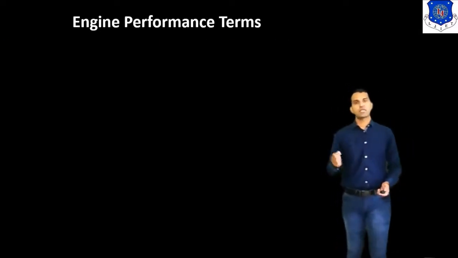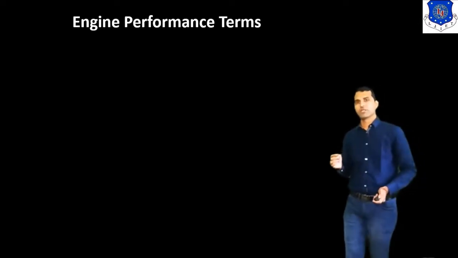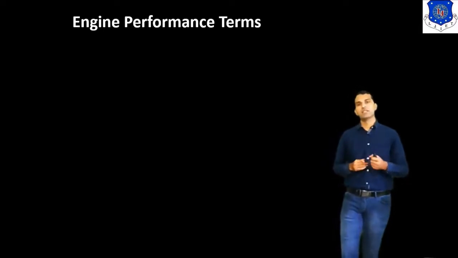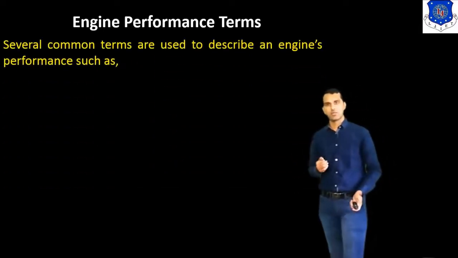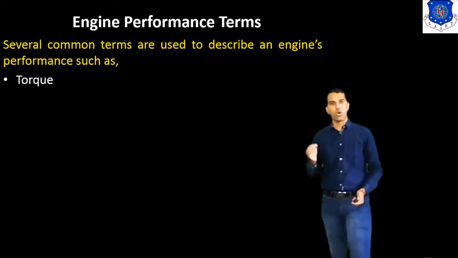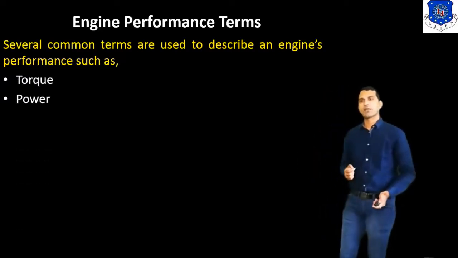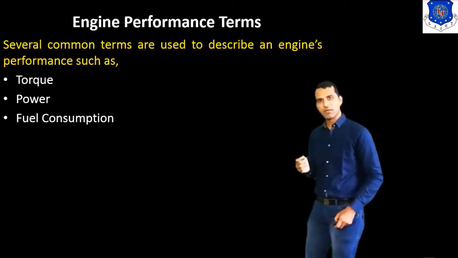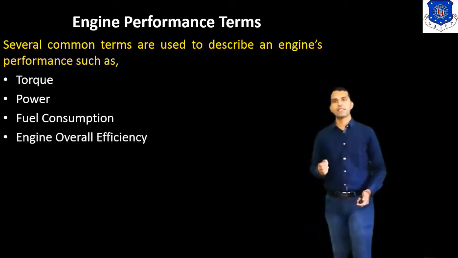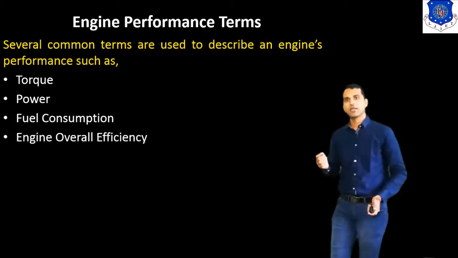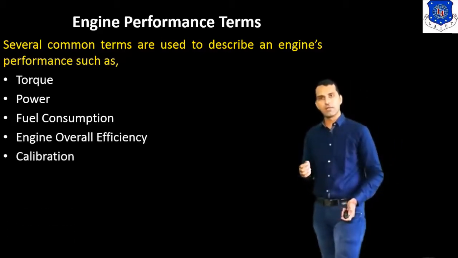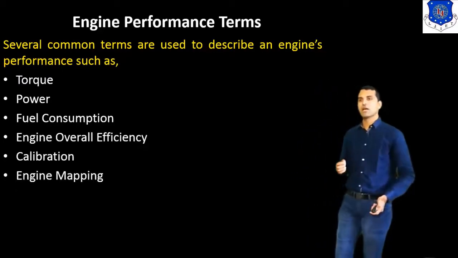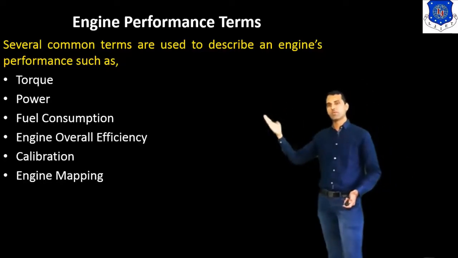Now we discuss the different engine performance terms. That means we can know about the performance of the engine by using these different terms: the first one is the torque, the second one is the power, the third one is the fuel consumption, the next one is the engine overall efficiency, the next one is the calibration, and the next one is the engine mapping. So these are the different engine performance terms.